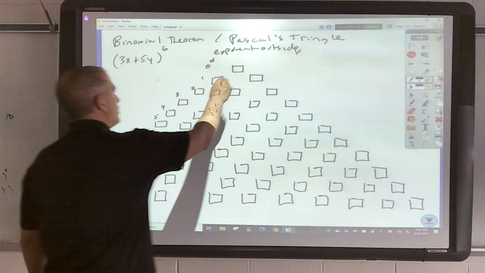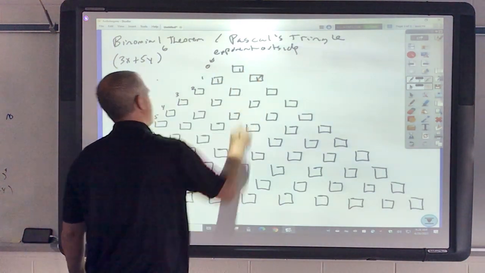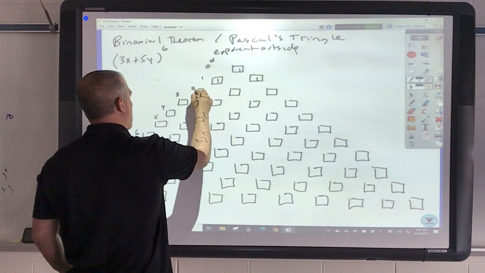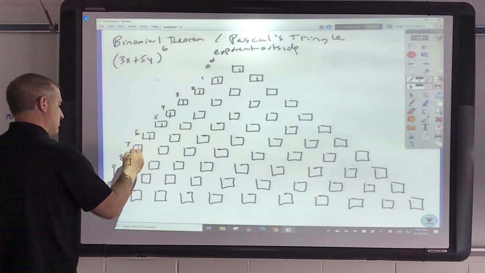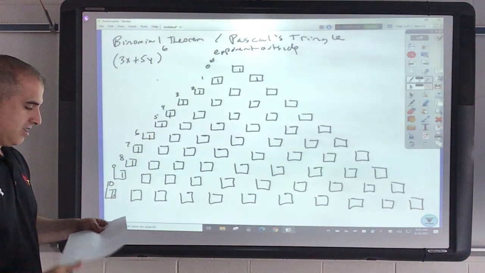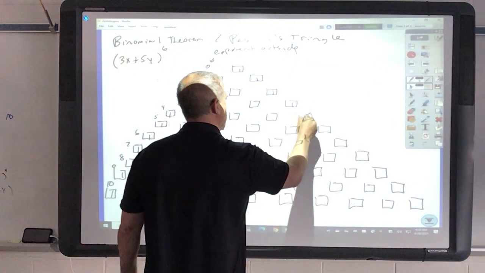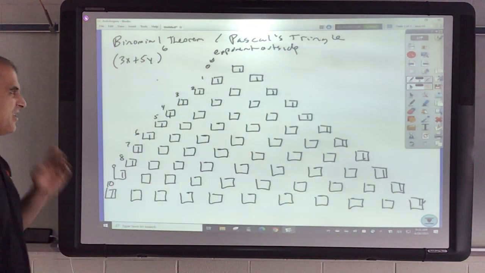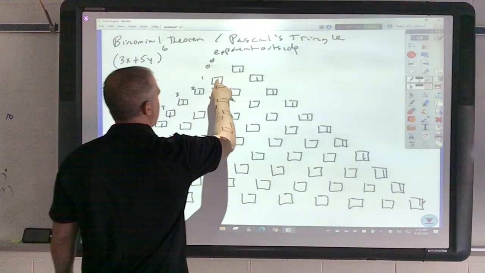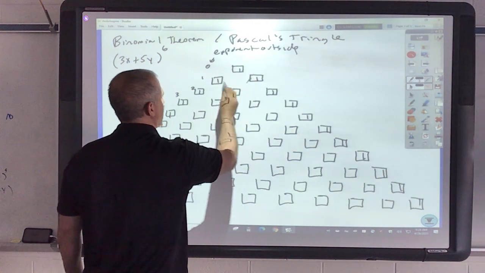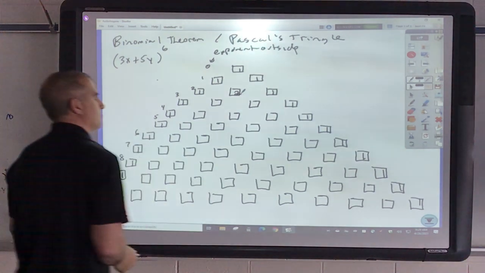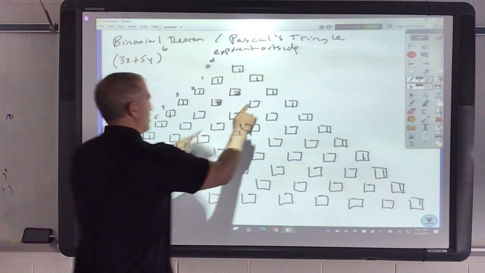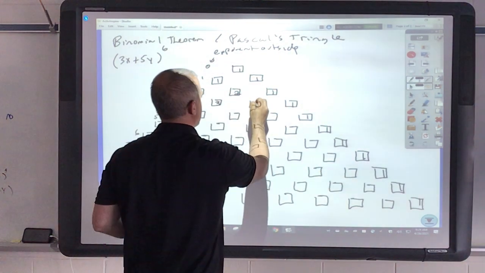Now, you start Pascal's triangle with a 1, a 1, and a 1. Here's the idea. The number down this side will always be 1, and the number outside here will always be 1. To figure out the numbers inside, I add the two boxes that connect to it. So 1 plus 1 would be 2. Then 1 plus 2 would be 3, and 1 plus 2 would be 3.